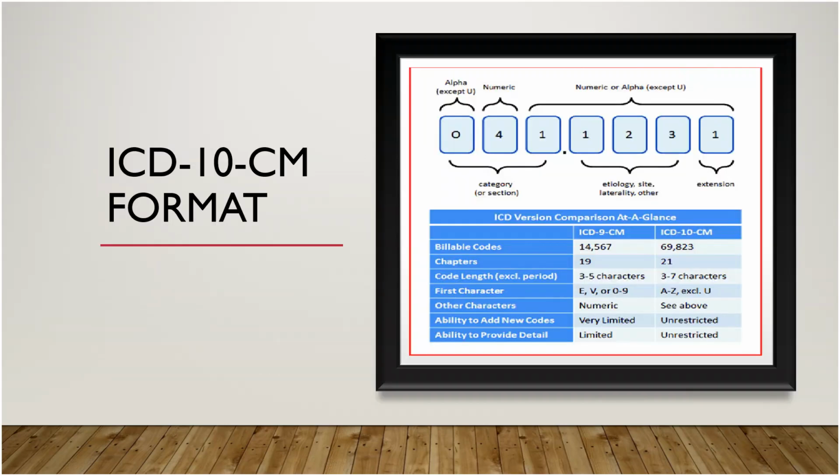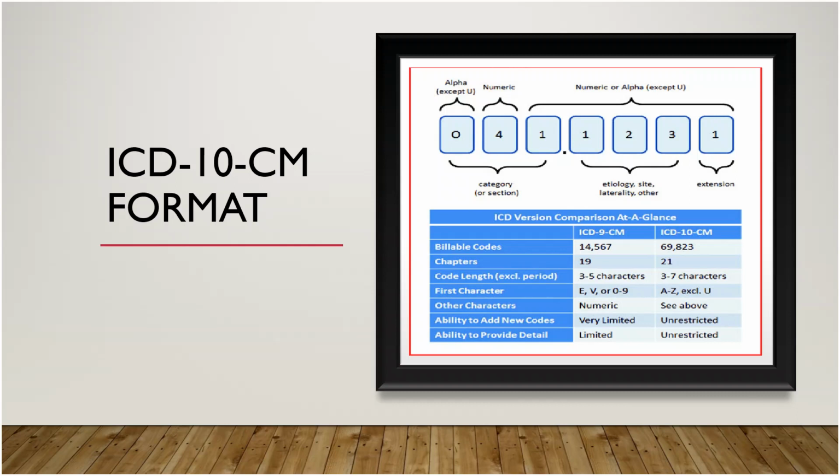So when we're looking at our format, we went from 5 characters to 7. We went from 5 digits to 7 characters. And that was to ensure that we had more specificity. So you see a quick comparison here.